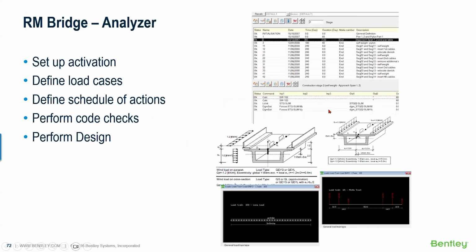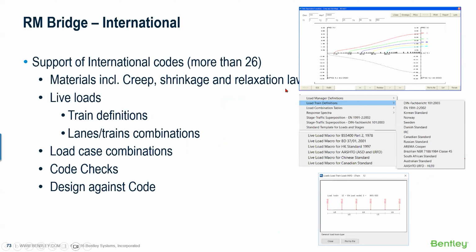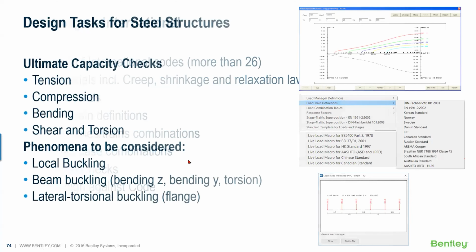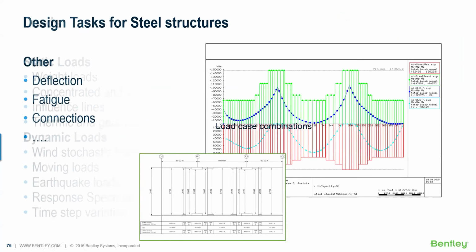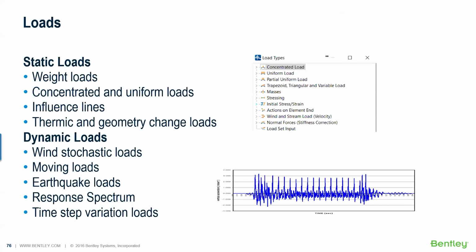Okay. For the analysis, we have different things. So around the schedule where we can activate different parts and we can do anything at any steps. As I said, we have international codes where we support and we deliver all these codes with all the materials. Also with the live loads definition, which is an important part. All the load case combinations, all the code checks around the code, even some design against code. Okay, we can design also steel with the different categories of steels.